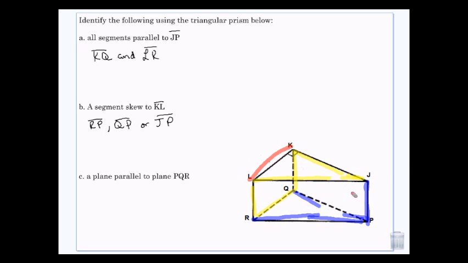Okay. A plane parallel to plane PQR. So PQR is this plane right here. We have one plane parallel to it. And we want to try to keep the letters in the same order, so we went PQR, so we're going to go JKL.